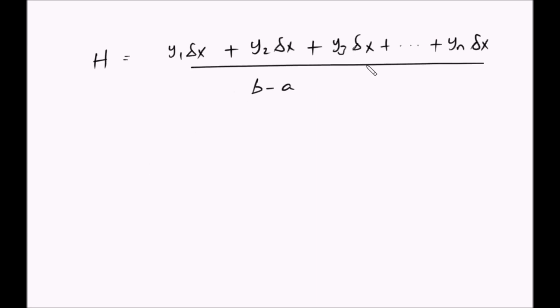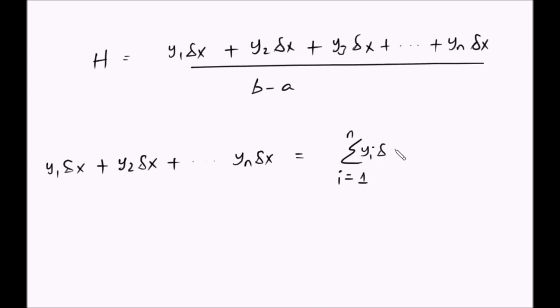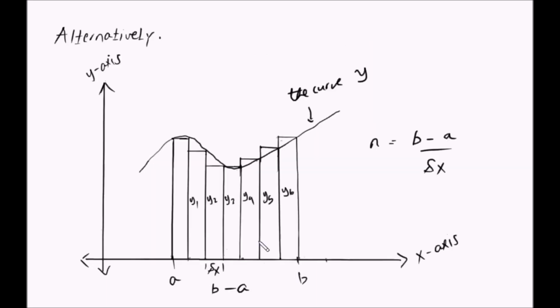Sasa hichi kinachoonekana juu hapa, the numerator y1 times delta x plus y2 times delta x mpaka yn times delta x, unaweza ukakiandika hivi sigma notation i inaanzia 1 mpaka n, yi times delta x. Okay, so ndo ipo hivi. Sasa angalia, turudi kwenye mfano wetu huu hapa.